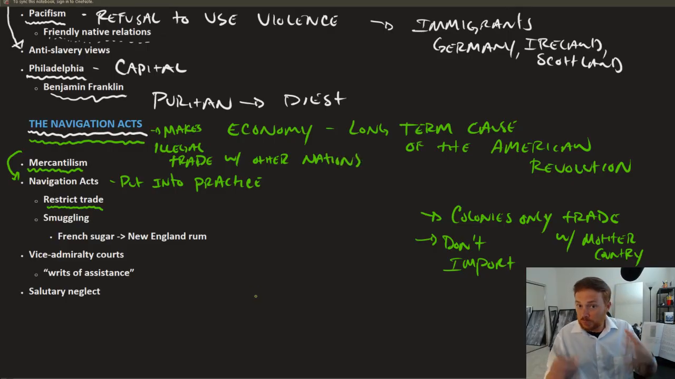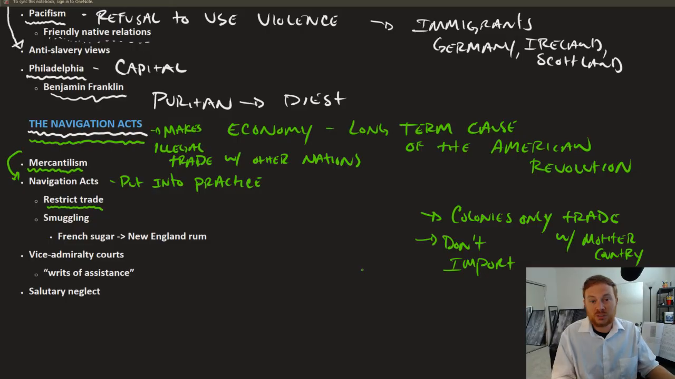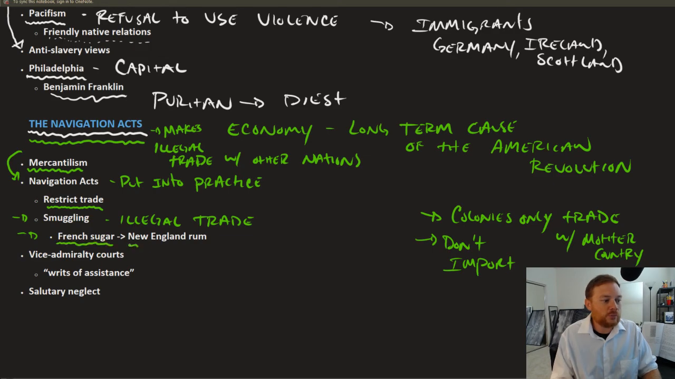And this is a problem because if you're a merchant or a business person in the colonies, you want to trade with whoever gives you the most money. In some cases, that's England. In other cases, that's not. So there was a lot of smuggling that occurred. Smuggling is illegal trade. That is, colonists still traded with other nations like France specifically. And one of the big trades that occurred was that people in New England bought French sugar and then transformed it into rum. And that was a major source of revenue for the New England colonies, which really struggled to make money.